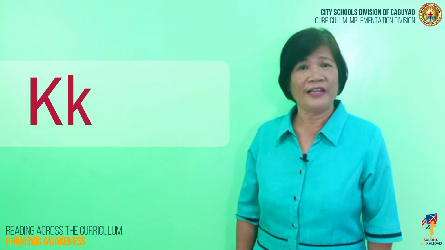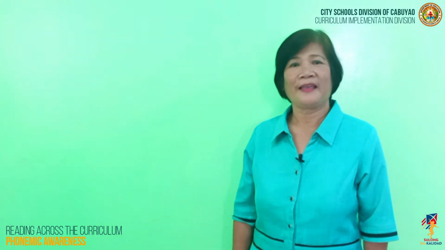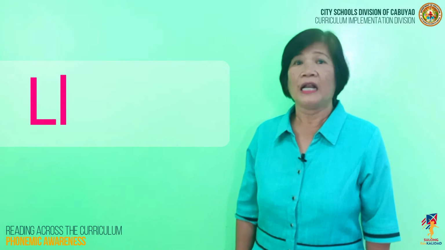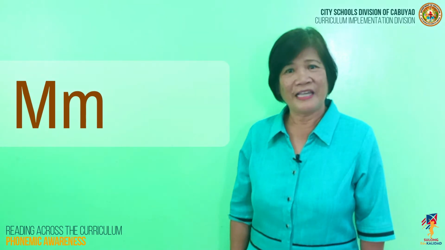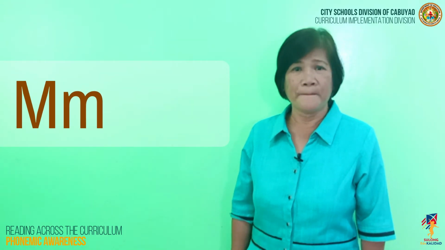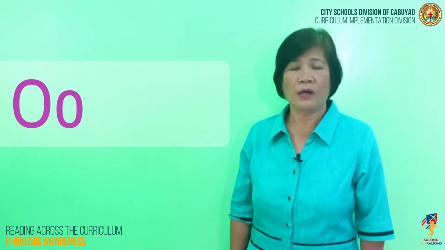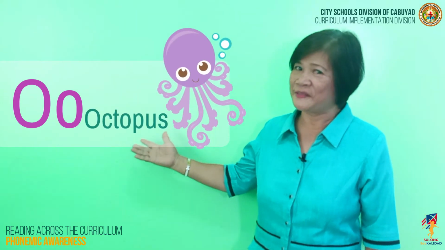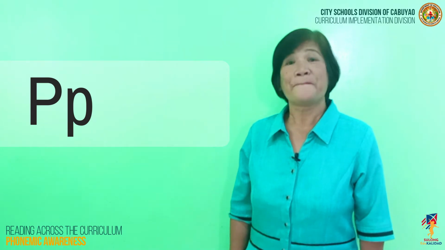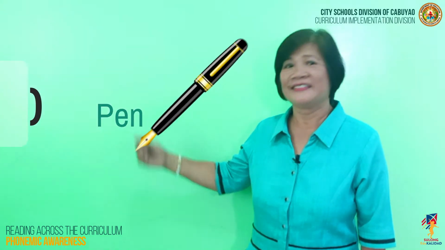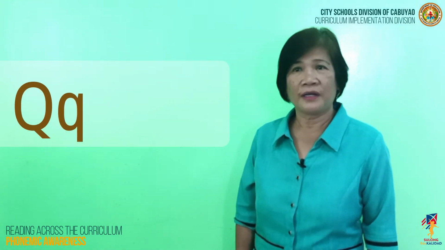K is for kite. L is for lollipop. M is for monkey. O is for octopus. P is for pen. Q is for question.